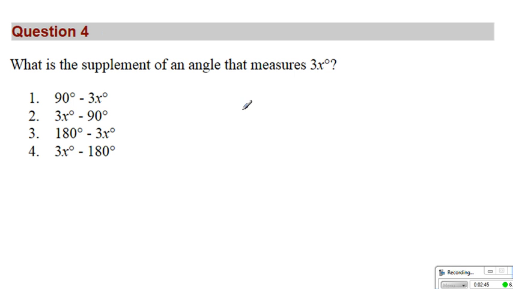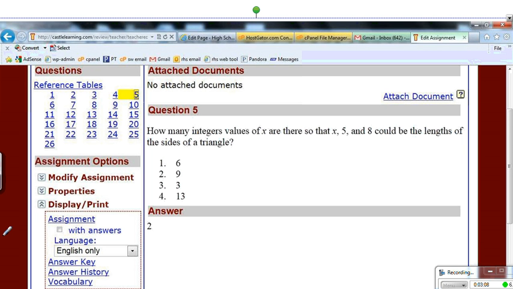Alright, number 4, supplement. That means they have to add up to 180. So what we have to end up getting is 180 minus 3x. Because they have to add up to 180, if one angle is 3x, the other angle must be 180 minus 3x. So therefore, our answer will be choice number 3 again. Alright.